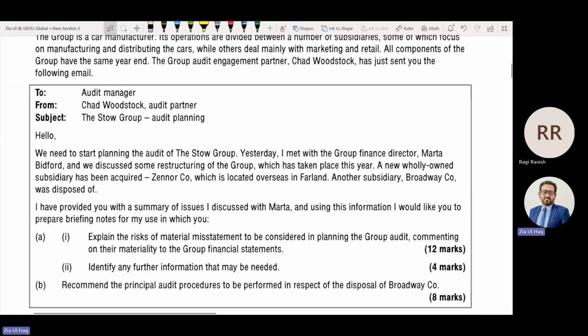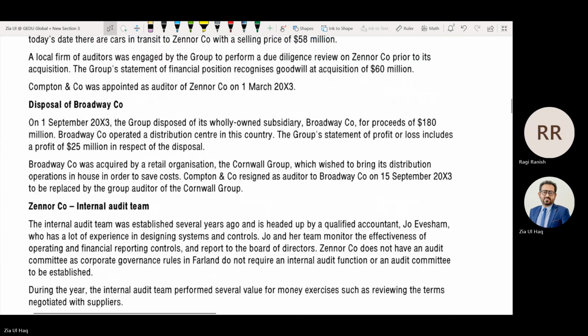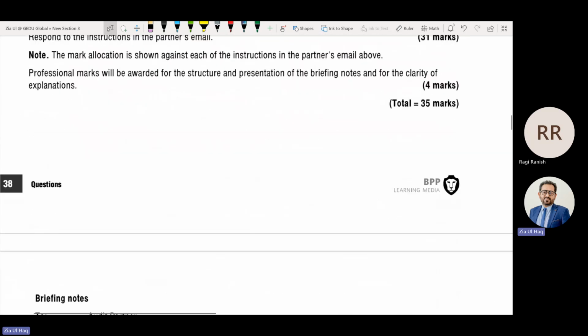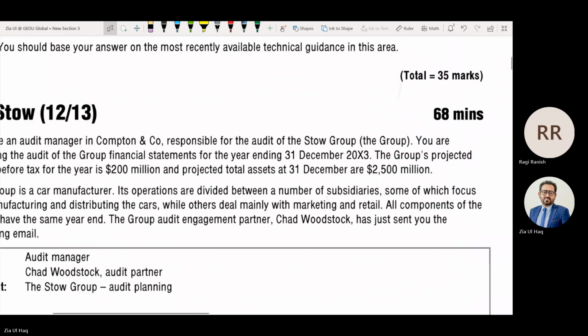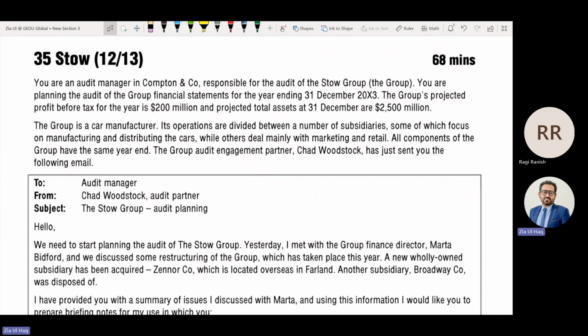We look at the question; the requirements are inside the question. So let's start reading. You are an audit manager in Compton and Company, responsible for the audit of the Stowe Group. You are planning the audit of the group financial statements for the year ending 31st December 2023. The group's projected profit before tax for the year end is $200 million, and projected total assets at 31st December are $2,500 million.